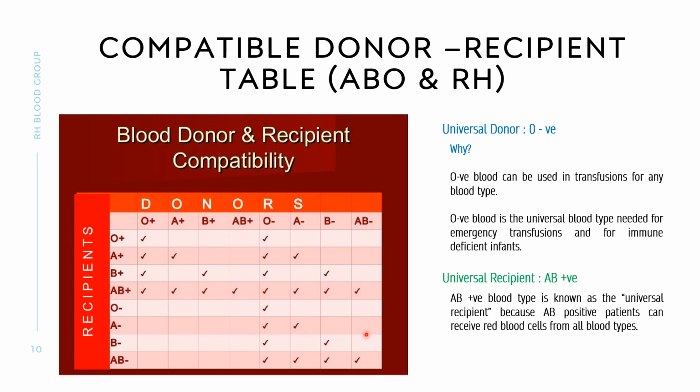So now this brings us to the concept of what is called a universal donor and a universal recipient. We can very clearly see that O negative is the type of blood group which can be given to anybody else. So O negative blood group can be used for transfusion for any other blood type. It is safe to use O negative for anybody else, and hence O negative is called the universal donor, which is also why O negative blood is used for emergency transfusions and also for small babies where the immune system is still not fully developed.